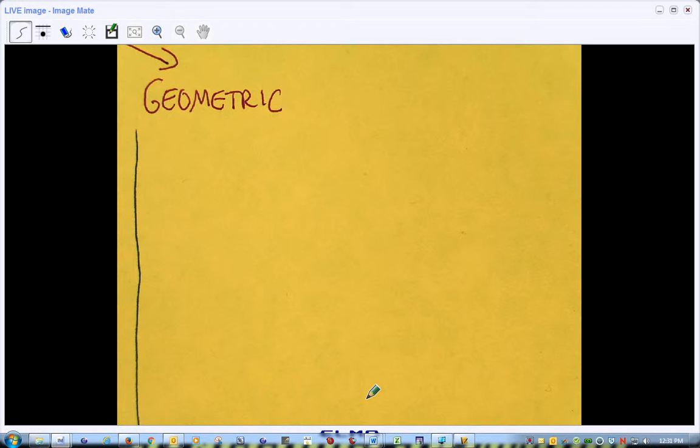Geometric sequences are a lot like arithmetic sequences, but we're not adding a certain number.